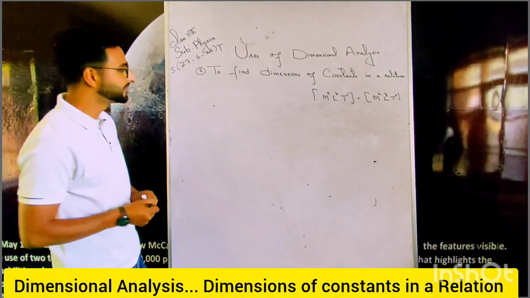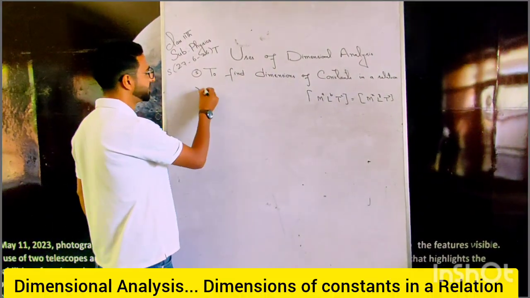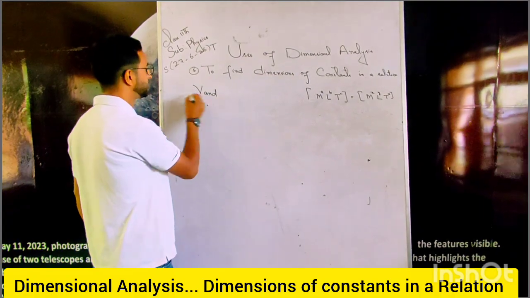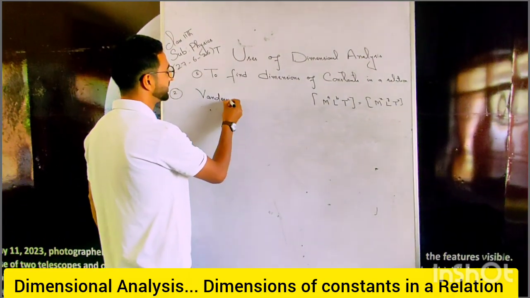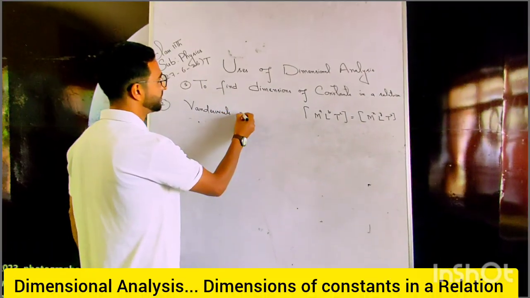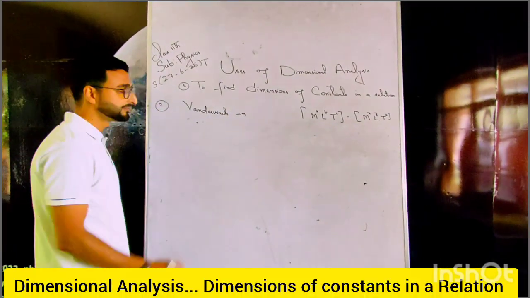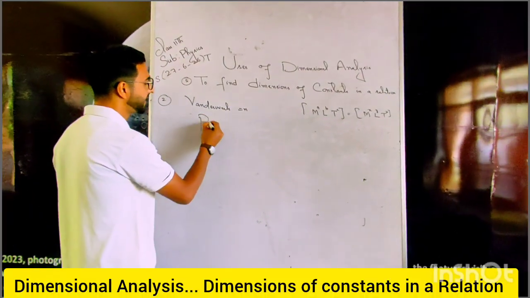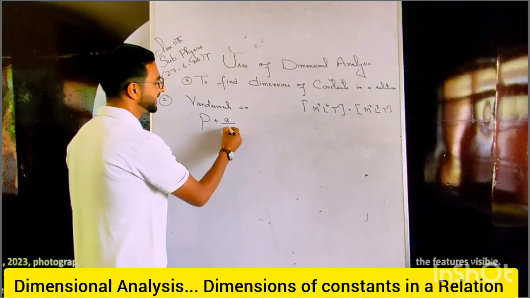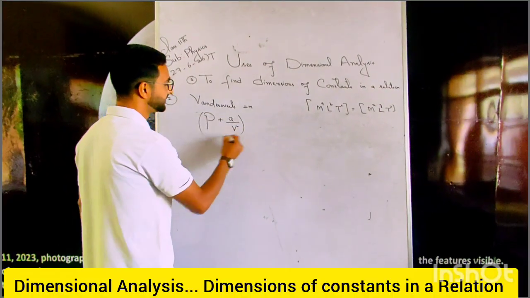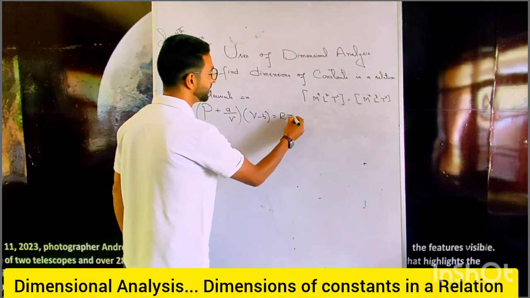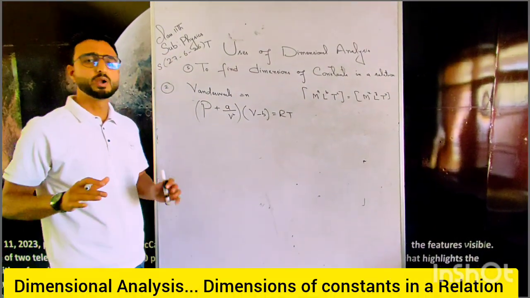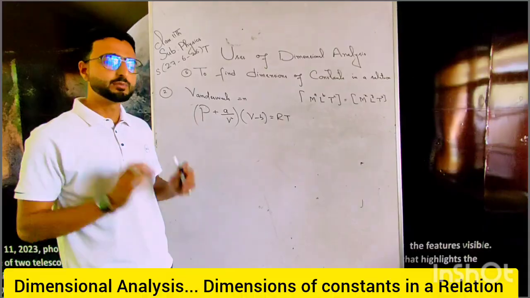I will be finding out the dimensions of the van der Waals equation. So this will be the second illustration for this expression. Let me write here the van der Waals equation. ठीक है ना? तो van der Waals equation क्या है? (P plus A by V square) into (V minus B) is equal to RT. This is the van der Waals equation for 1 mole of a gas.